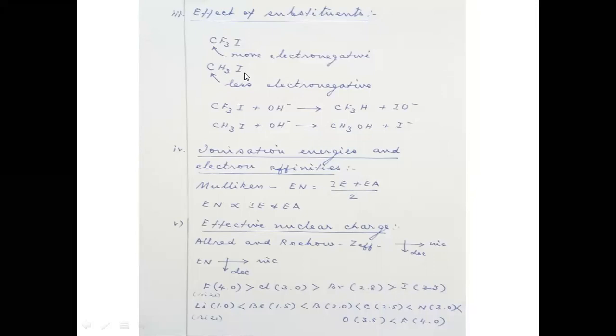But in the case of methyl iodide, hydrogen is not of high electronegativity. So the carbon is relatively electron rich. So it has less attraction towards electron. So it is less electronegative.